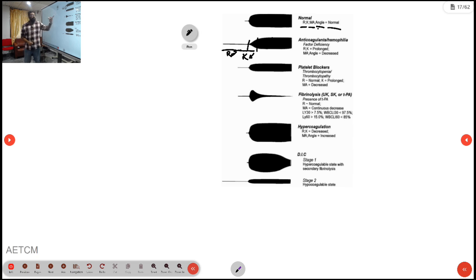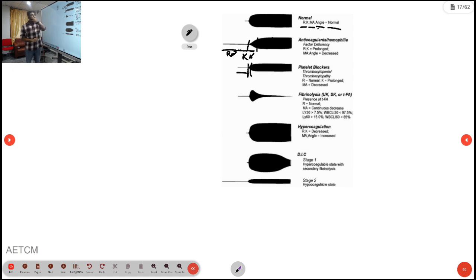If we use platelet blockers, like in a thrombocytopenia condition, we can see that the R is normal. So you understand what to transfuse here. The R is normal and the K gets prolonged, and the maximum amplitude again reduces. So in this condition also, the maximum amplitude is reduced. So what we must transfuse is platelets.